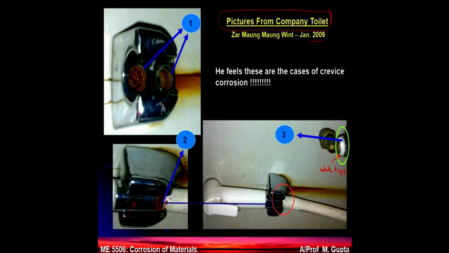So case number 1, you feel, is a crevice corrosion. What is your basis? Yeah, that's right. So we solved case number 1. Now let's move to case number 2, which is exposed to the outside environment.